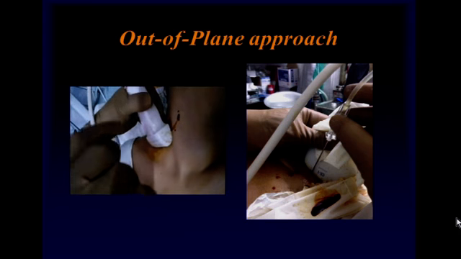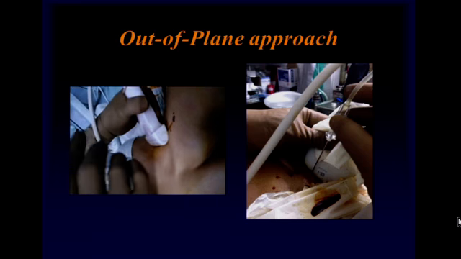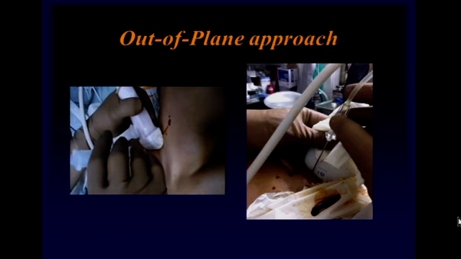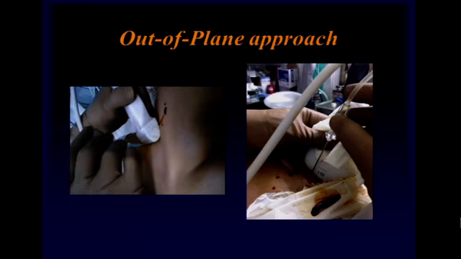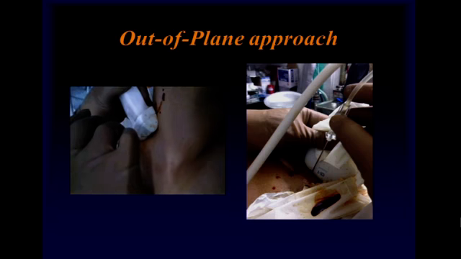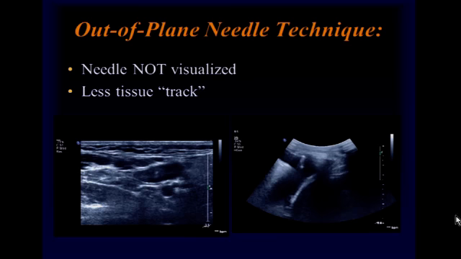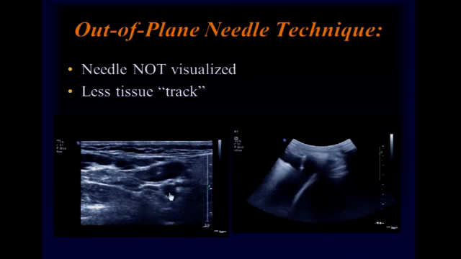We have out of plane, where we place the needle adjacent to the probe and then insert the needle. In this procedure, the needle is not visualized along its entire length. Of course, less tissue is gone through. Here, for example, we are doing an FNA out of plane, and here we are doing a pleural tap out of plane.